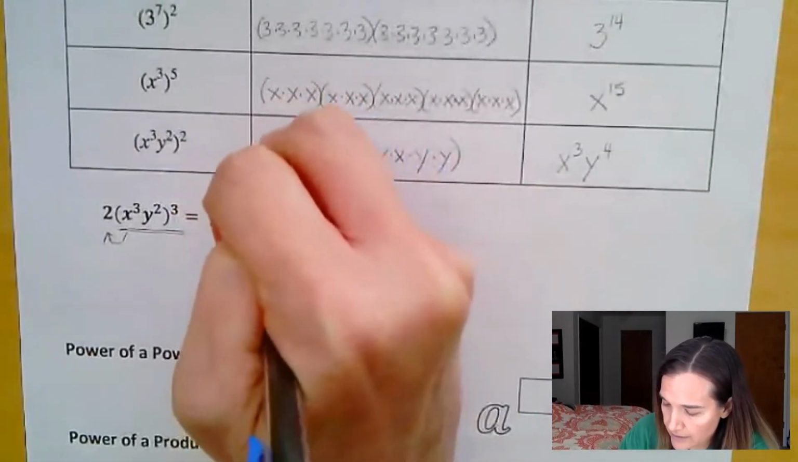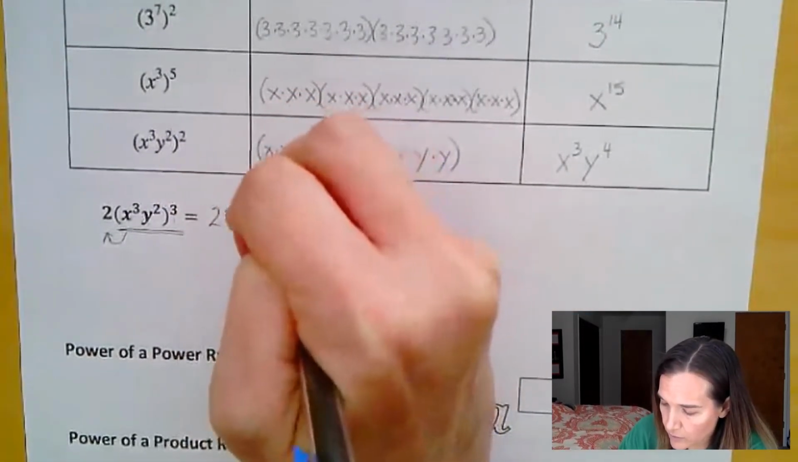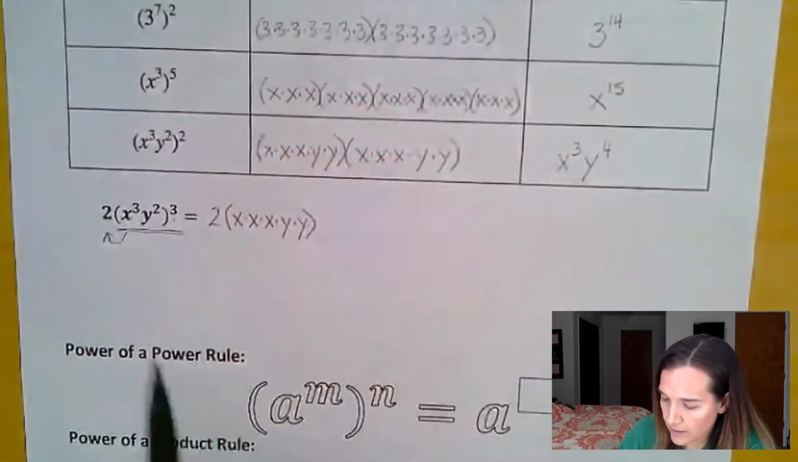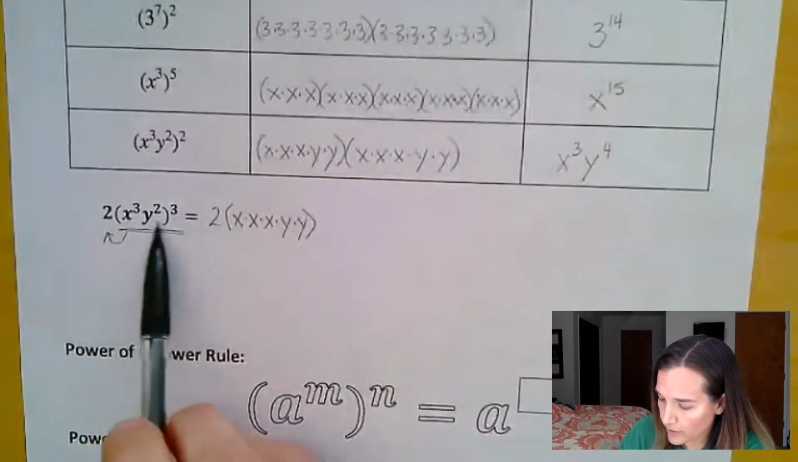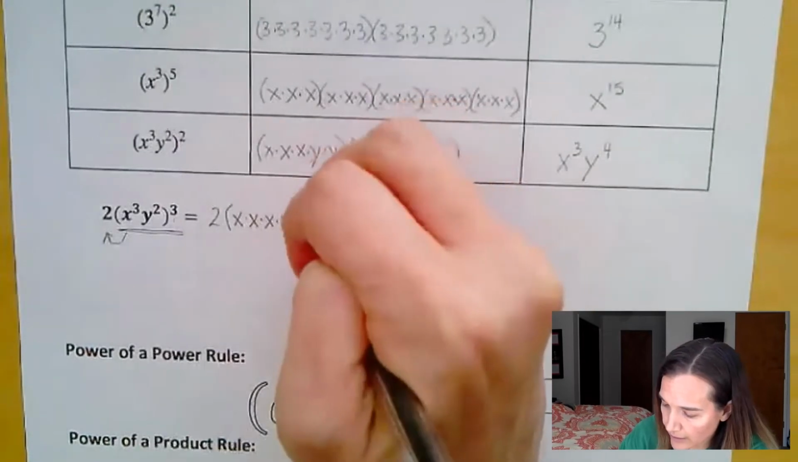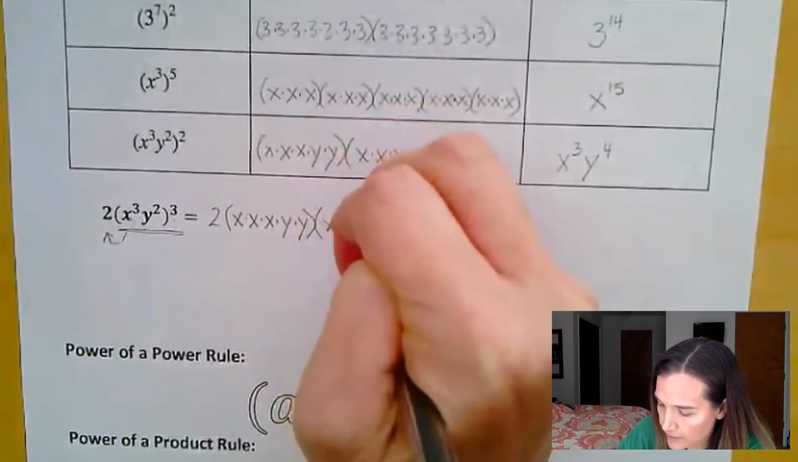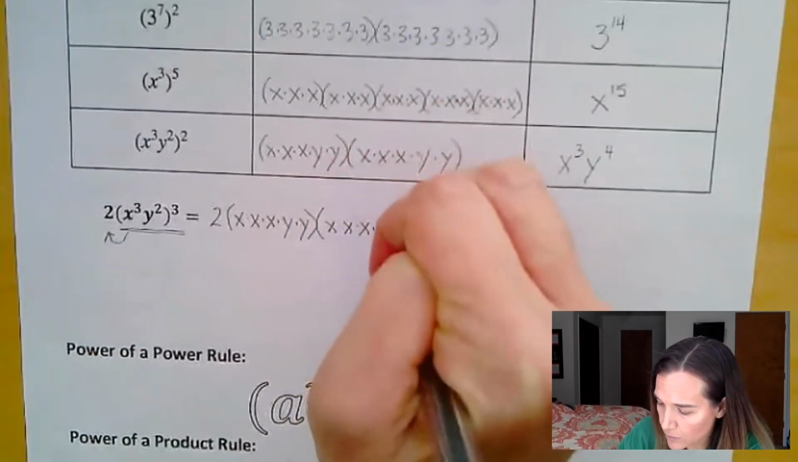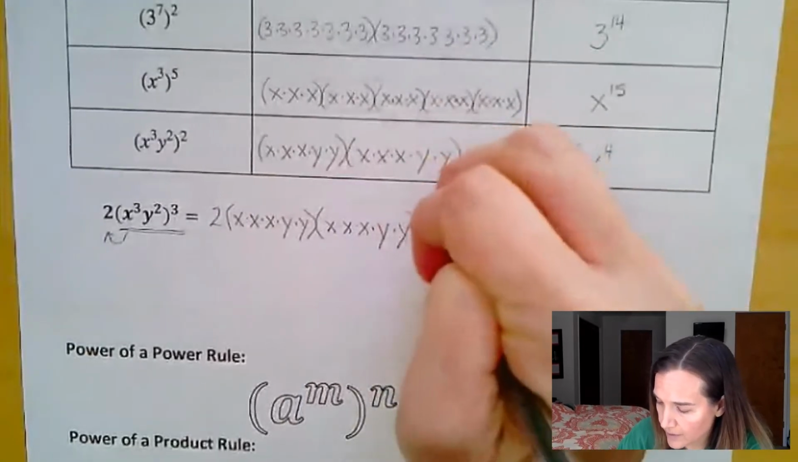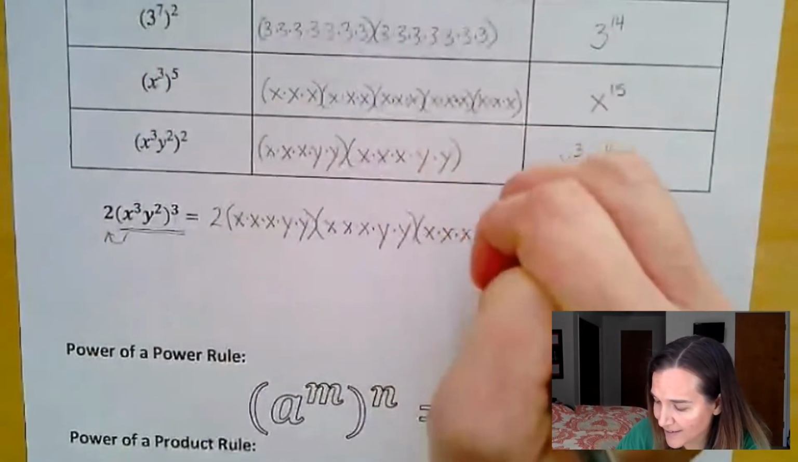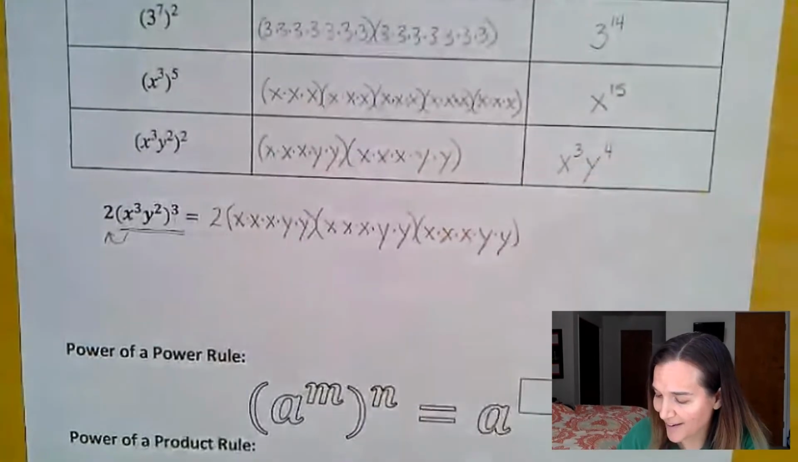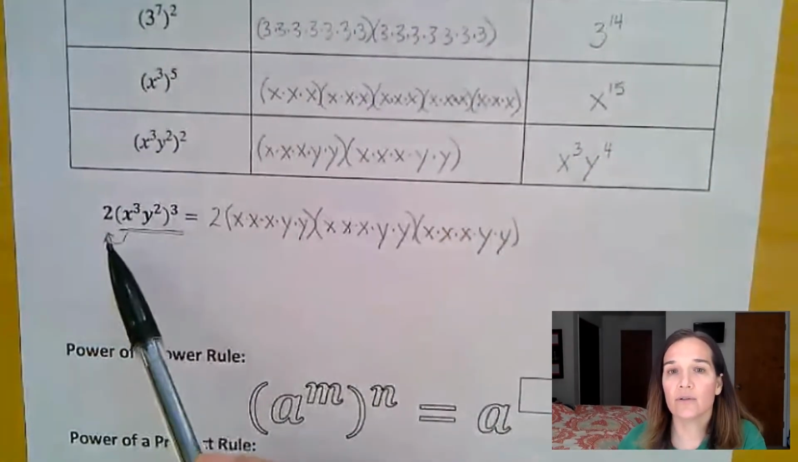So I'm going to write this as 2 times, inside, x to the 3rd power is x times x times x. Y squared is y times y. And they wanted 3 of those. We wanted this times itself 3 times. So I'm going to write that out again. x times x times x times y times y. And the last time, x times x times x times y times y. And notice that the 2 didn't get repeated at all.